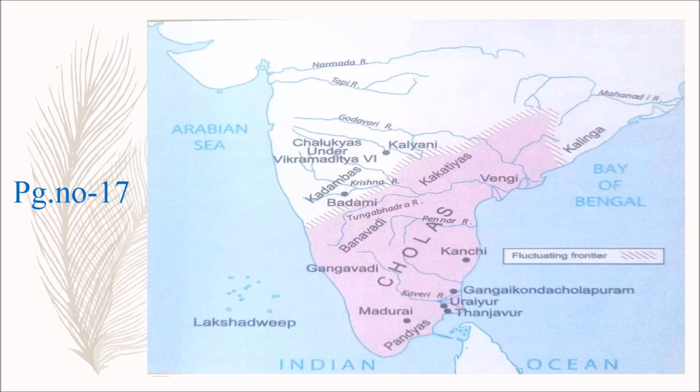Then students, take page number 17. Here we can see those areas marked in the light pink color show the areas under the control of Cholas like Kanji, Gangaikonda Cholapuram, Urayur and Tanjavur. So students, I hope you are clear with this map skill.